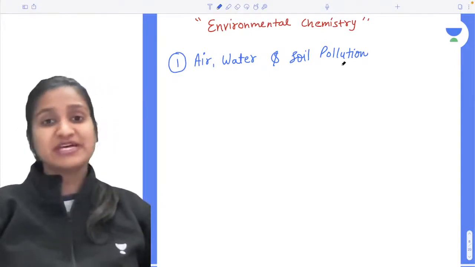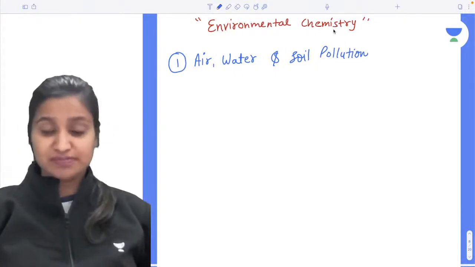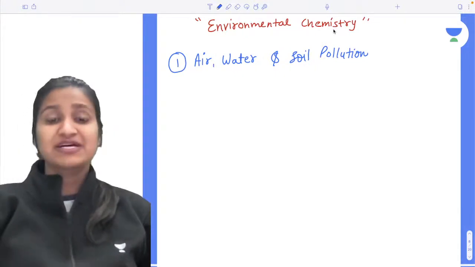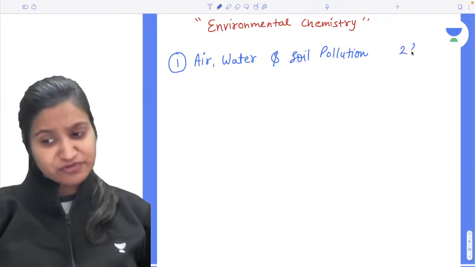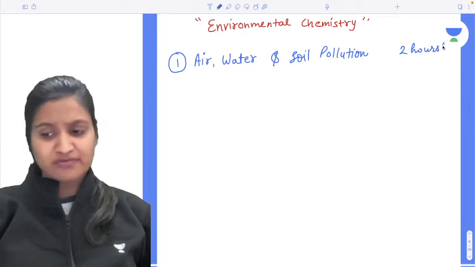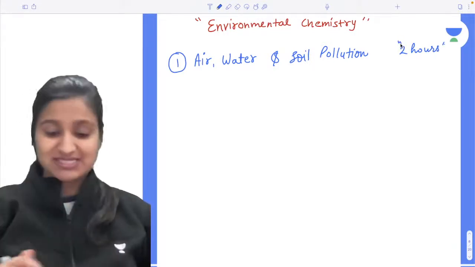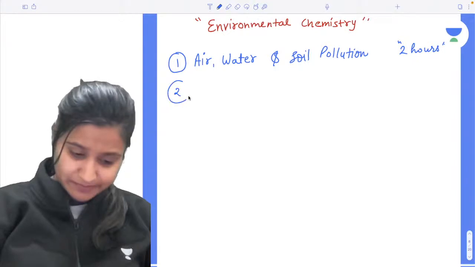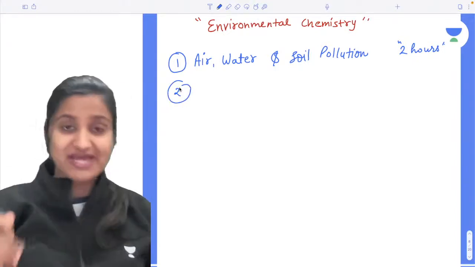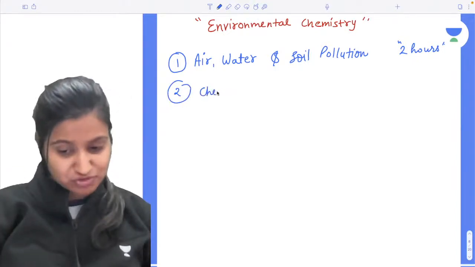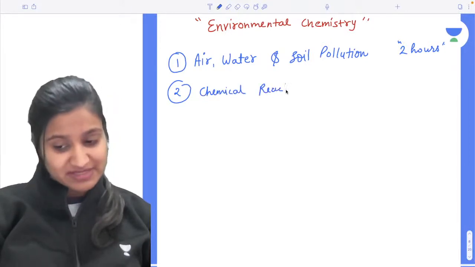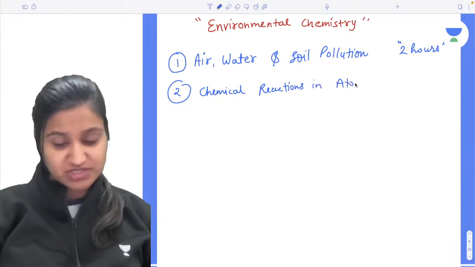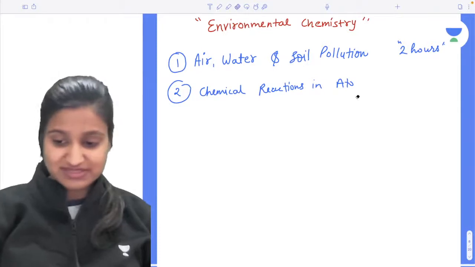So the very first section is about air, water and soil pollution. I am giving you these four things so that you will get to know that this chapter is very easy. Even if you sit with this chapter for 2 hours, you will be done. Number 2 is the chemical reactions in atmosphere. Now, it may sound like I don't know which reactions will come. Now I'll tell you what kind of reactions these are.